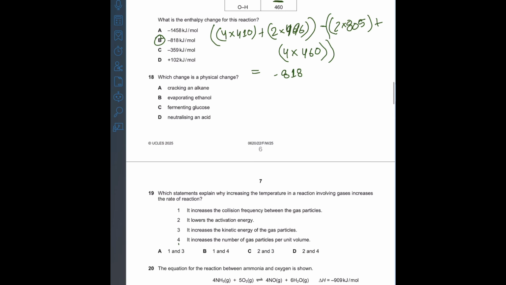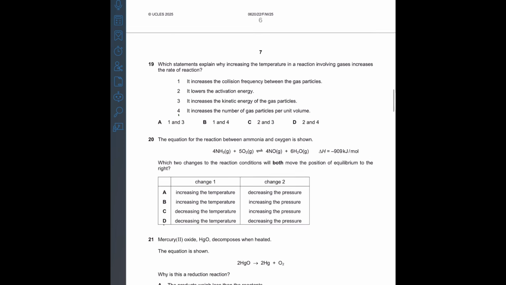Which change is a physical change? A very simple question. A, cracking an alkane, no. We are getting different products, we are getting alkenes as well, so no. B, evaporating ethanol. Yes, evaporation is a physical process.